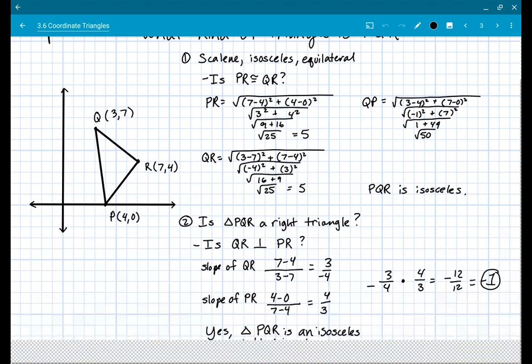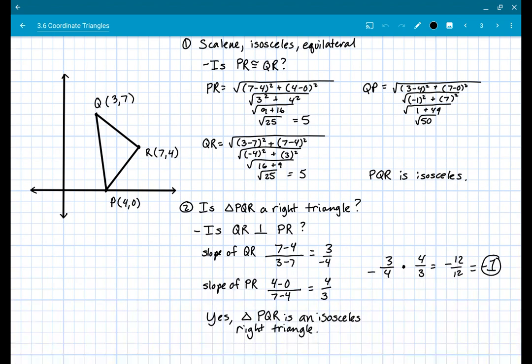So to do that, I found the slope of each one, and I got slope of QR is negative 3/4, and the slope of PR is positive 4/3. A way to check if these are opposite reciprocals is to multiply them. If you get -1 as your result, then you know that it is a right angle, or that they are perpendicular lines. So these are two perpendicular line segments at R, which means that this is indeed a right triangle. And so the most specific classification for PQR is that it is an isosceles right triangle.